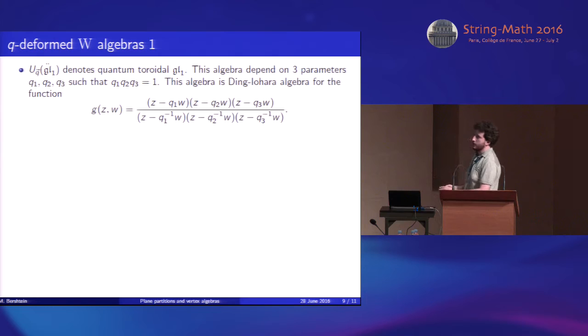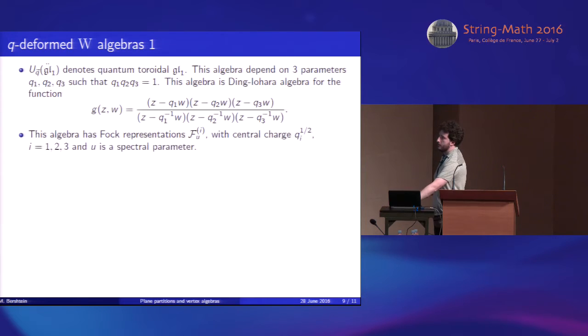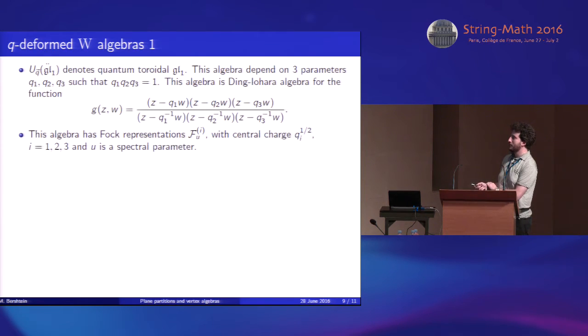This algebra acts on the K-theory of instanton moduli spaces. I will not use it. I mean, this algebra has Fock representations, and this is the K-theory of the Hilbert scheme. What is important for me is that such Fock representations depend on one continuous parameter, the spectral parameter. And it also has a certain central charge equal to Qi to the power 1 over square root of Qi. And this algebra is symmetric under the permutation of Q1, Q2, Q3. So we have three types of Fock representations.